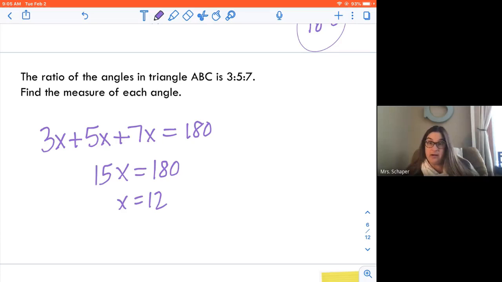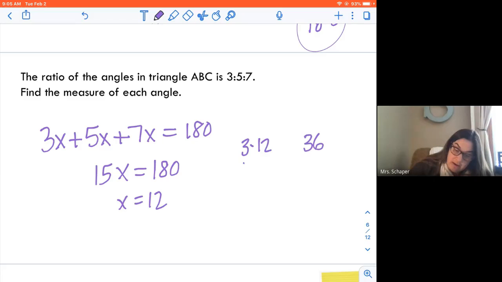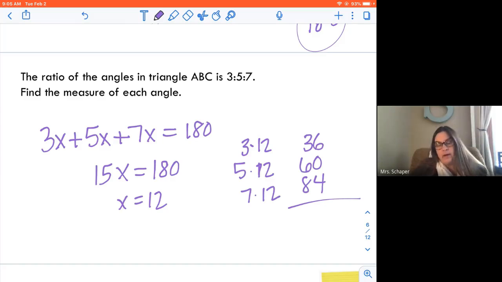That's my multiplier. That's what I'm going to multiply all of those by. So 3 times 12, that's 36 degrees. 5 times 12, that's 60 degrees. 7 times 12, that's 84 degrees. And so what we end up with then is a total of 180 degrees, which is what we need. So these are my 3 angles.